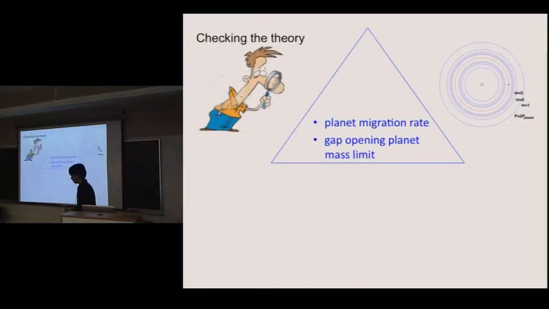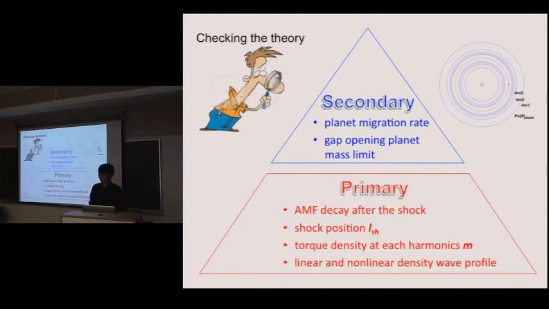So in the past 2 decades or so, numerous numerical works have been done to study this planet interaction. And people all compare the numerical result with analytical prediction. However, the vast majority of them compare these 2 quantities, the planet migration rate and the gap opening mass limit, with theory. Those quantities are actually only secondary quantities. They're derived from the primary quantities, which are the fundamental quantities, like the first step you get in the theory. The primary quantities here include the density profile, the torque exchange between the 2 at each harmonic, where the shock happened, and how the angular momentum decays after the shock.